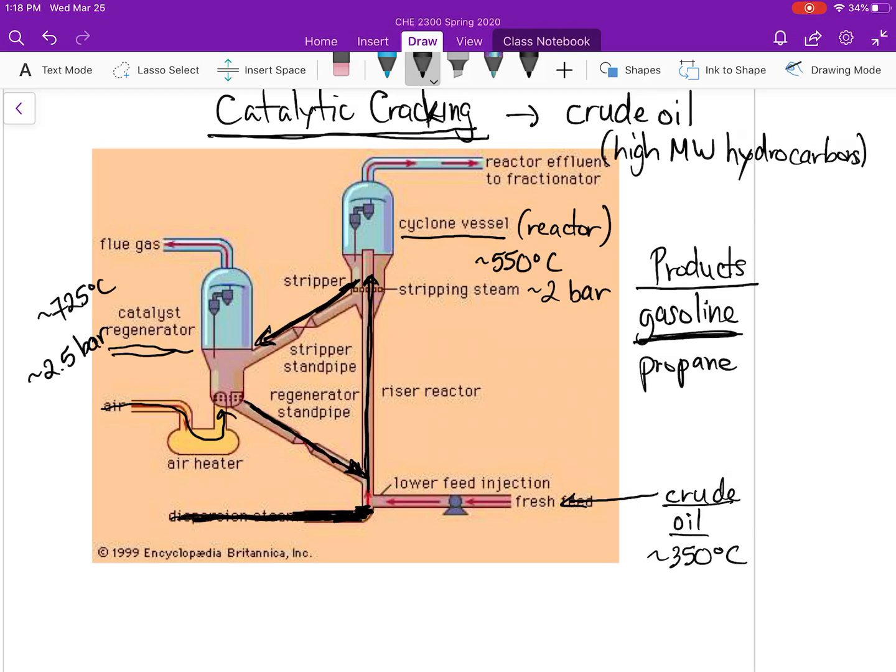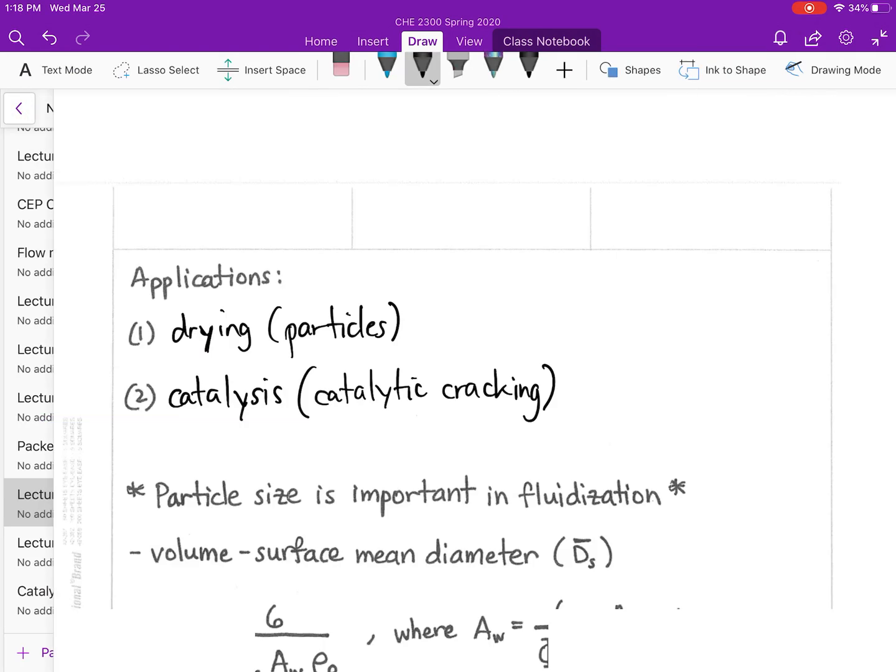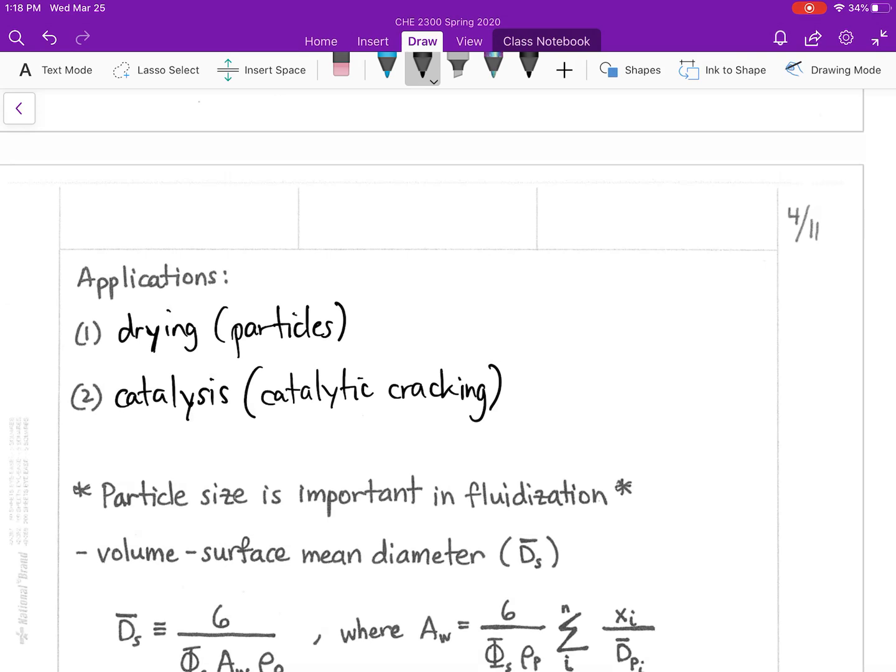Quick side note, gasoline used to be made by thermal cracking, but what they found is you can create the gasoline more efficiently and with a higher octane rating when done via catalytic cracking as compared to thermal cracking. I believe that's all I want to say about catalytic cracking at the moment, so we'll go back to our fluidized bed lecture.